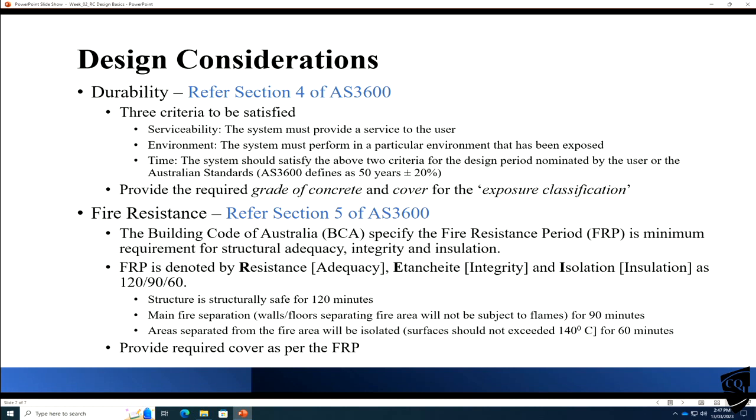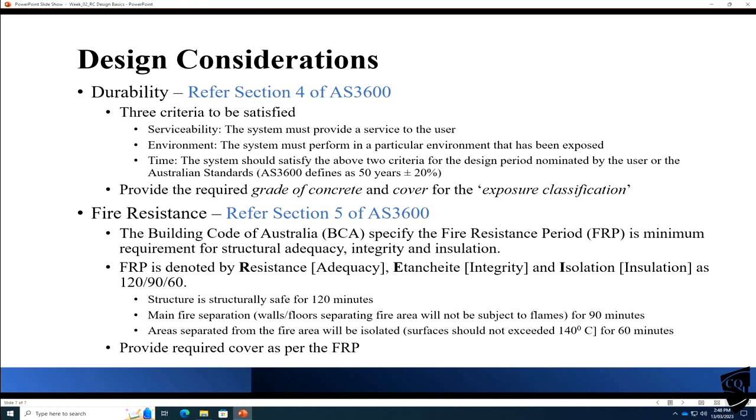Okay, so those are the three different things. So we need to make sure we are satisfying all three conditions. So how do we satisfy these things? We should look at the standards.